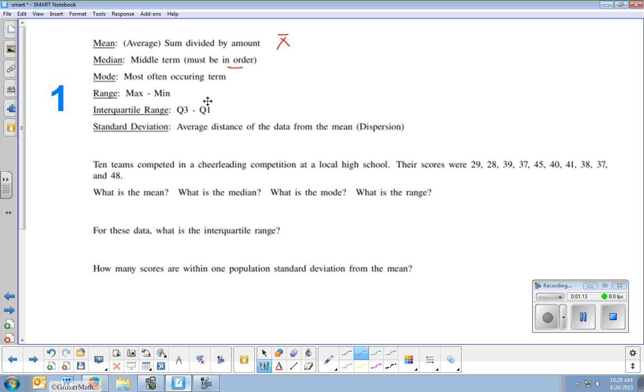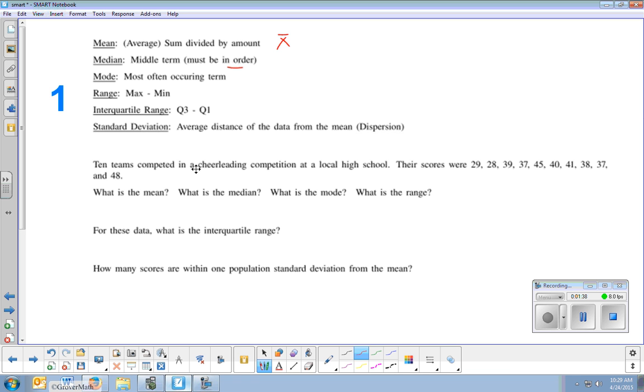Interquartile range comes from the box and whisker plot that you learned back in Algebra 1, where if you have Q1 and Q3, you can subtract them to get the interquartile range. And then standard deviation. Standard deviation is new for you guys and probably the most important piece of this chapter. Standard deviation measures something called dispersion. And dispersion is basically how spread out the data is going to be. So to explain this further, let's look at an example.